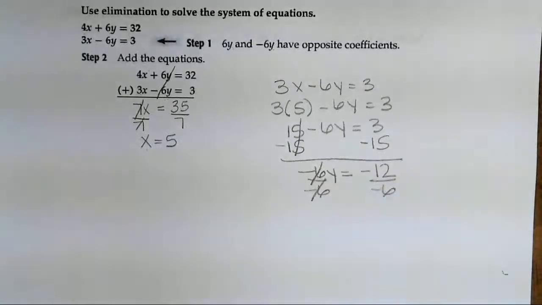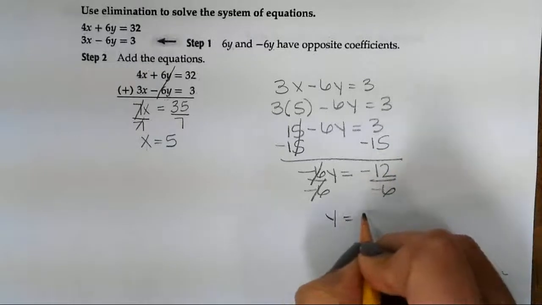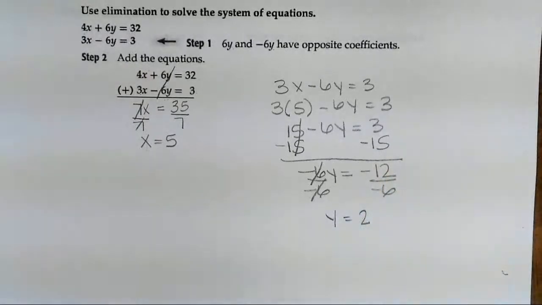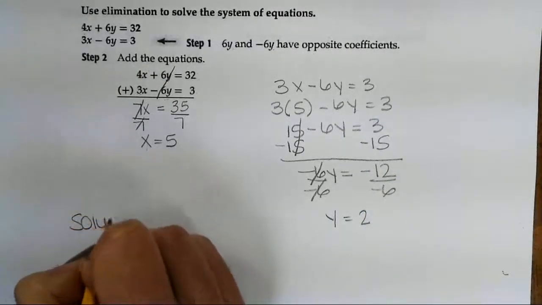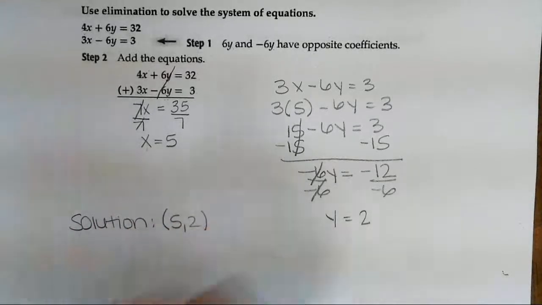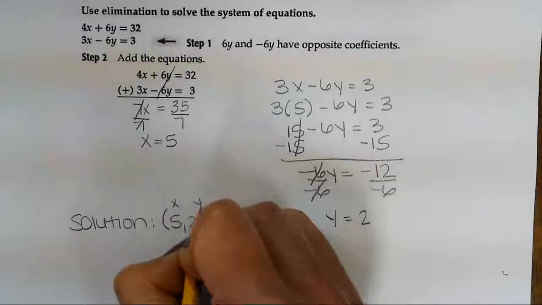That cancels. And so I have y is equal to negative, no, not negative, positive 2, because negative and negative cancels out. So I have my x, I have my y. That means that my solution is the ordered pair (5, 2).